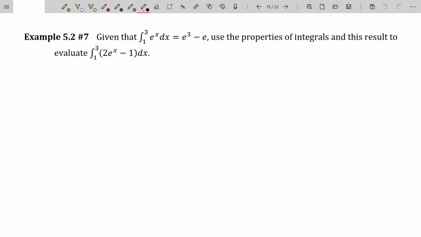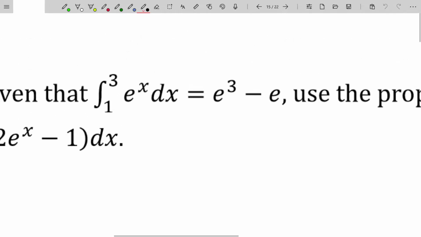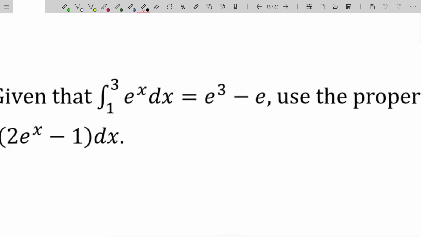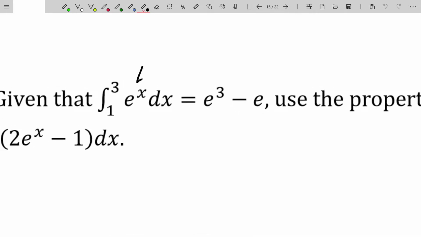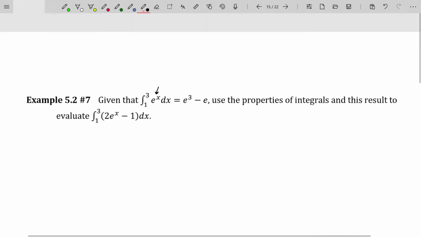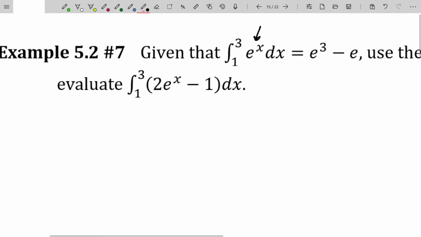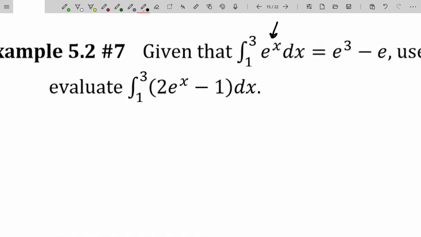So I went for the beginning, and then for the rest of this, I'm just kind of taking easy street. So given that, for some reason, somebody tells us that the definite integral from 1 to 3 of e to the x is e to the third minus e. Let's just pretend that somebody tells us that. So that's the area underneath e to the x from x equals 1 to 3, which is e cubed minus e. Use properties of integrals and this result to evaluate the integral from 1 to 3 of 2 e to the x minus 1 dx.